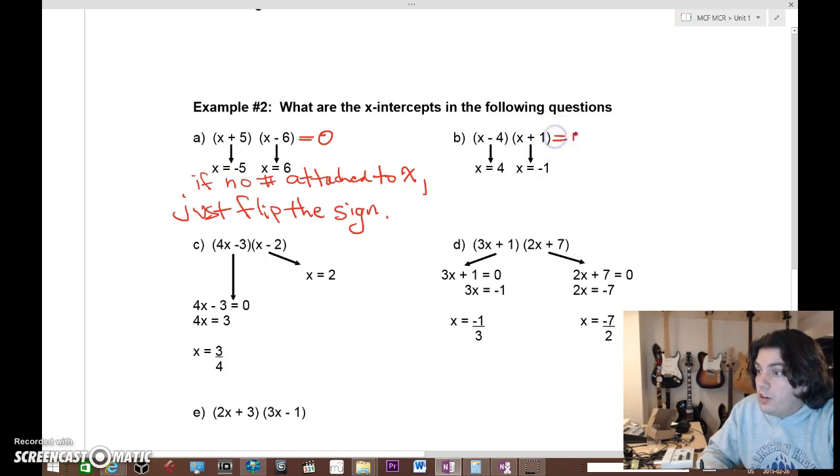If we want the function x minus 4 times x plus 1 equals 0 to find the solutions to, well, we can make that happen by flipping this sign when x equals positive 4, or by flipping this sign when x equals negative 1. And there you have it.